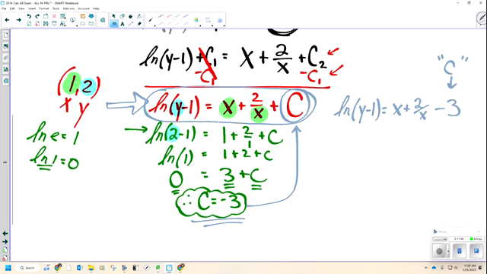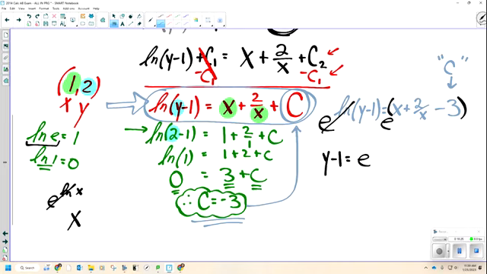So I got to get rid of the ln and the 1. Okay. So first of all, one thing you should know, another thing. If ln and e cancel and give you 1, e and ln of whatever value you have here also cancel and give you x. So I'm going to come over here and make this base e to this whole side, and I'm going to do base e to this whole side. Okay? These cancel. Y minus 1 equals e raised to the x plus 2 over x minus 3.